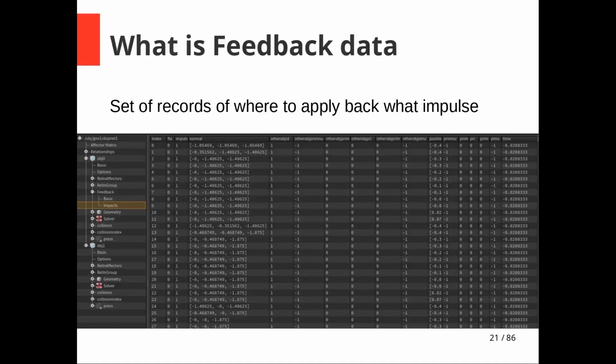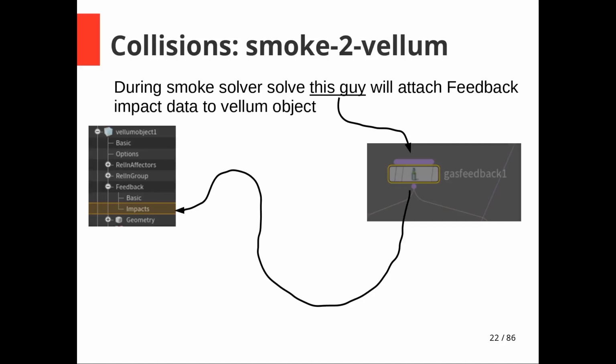What exactly is that feedback data? In short, it's a set of records of where and how strong of an impulse need to be applied to the object back in order for it to react to the collision. Unfortunately, Houdini provides us with a very limited set of tools to work with feedbacks. Luckily, here everything is already done for us.